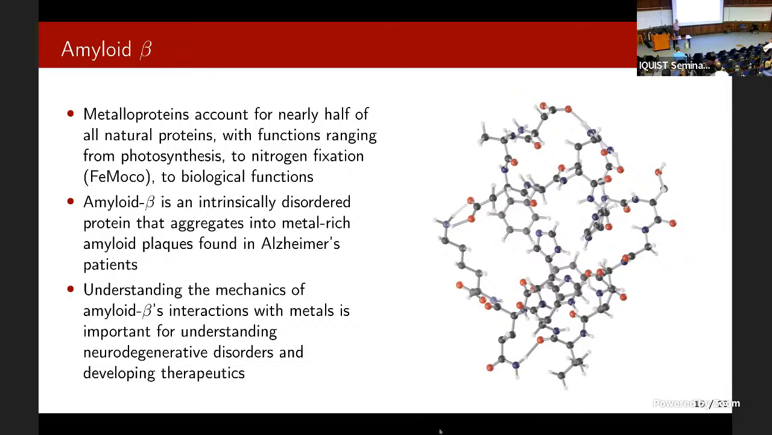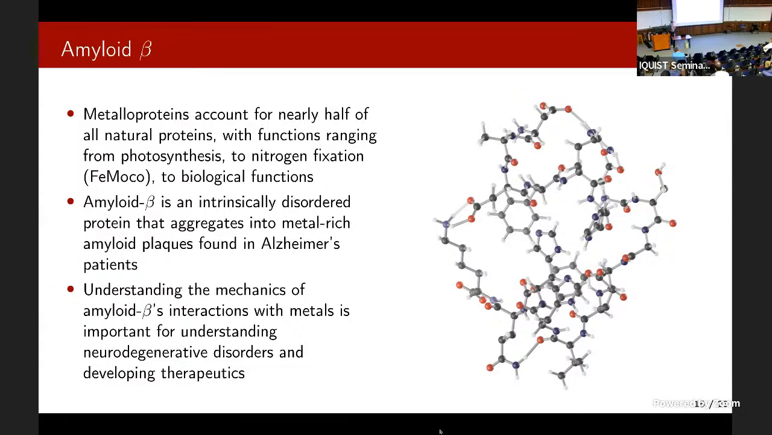Metalloproteins, that's proteins plus metal, account for nearly half of all natural proteins, with functions ranging from photosynthesis to nitrogen fixation, that's the FeMoco molecule, which shows up a lot in quantum computing talks, to even biological functions. Amyloid beta is an intrinsically disordered protein that aggregates into metal-rich amyloid plaques found in the brains of Alzheimer's patients. We don't really know exactly why. There have been theories that say that amyloid beta plaques are responsible for or somehow cause or are part of Alzheimer's disease, but we don't really understand it.